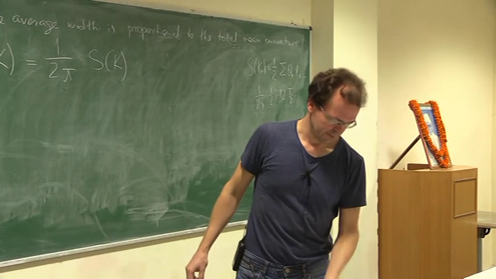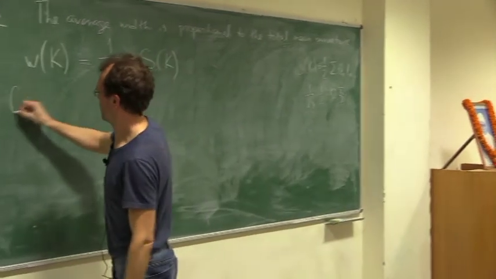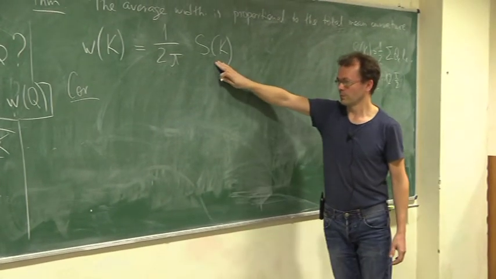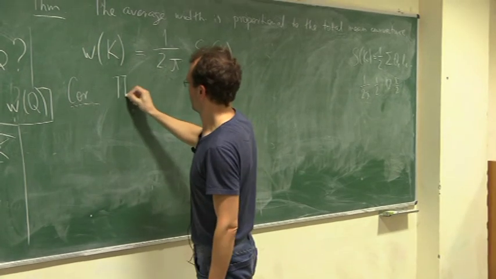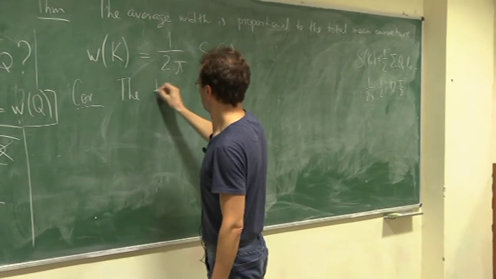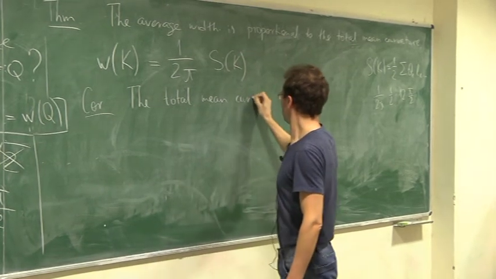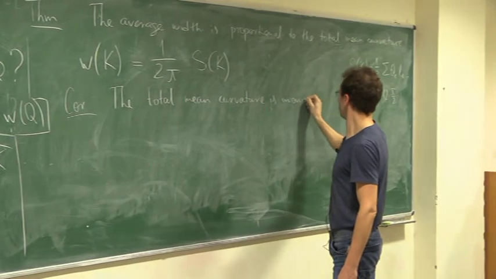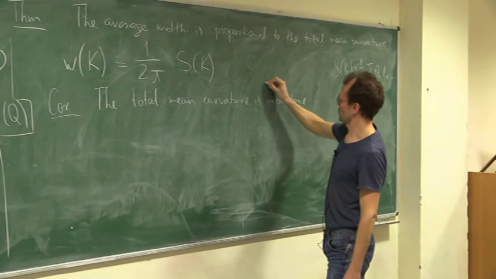So one corollary of this theorem is that this total mean curvature is monotone under inclusion. So it's inclusion monotone.